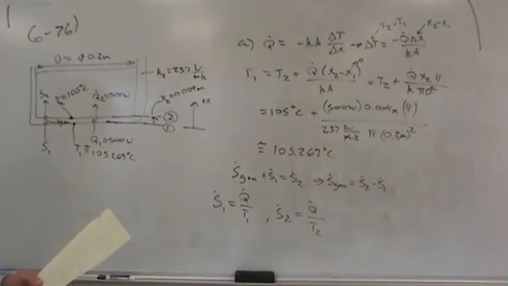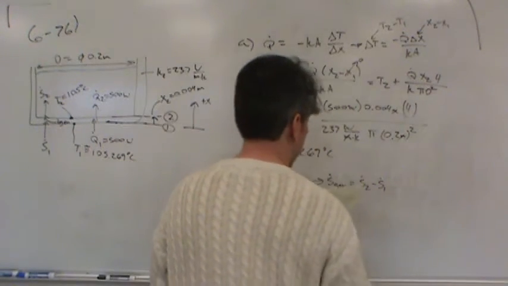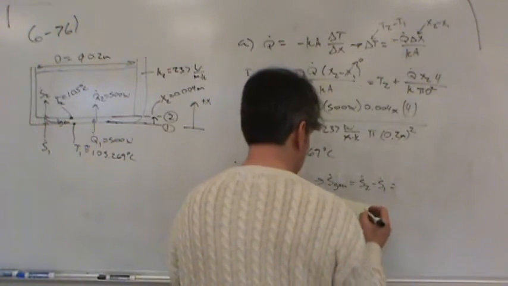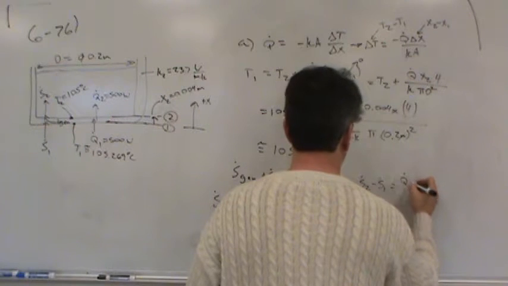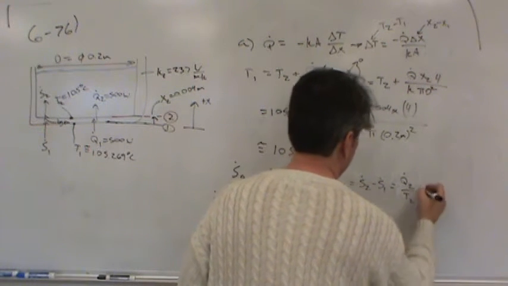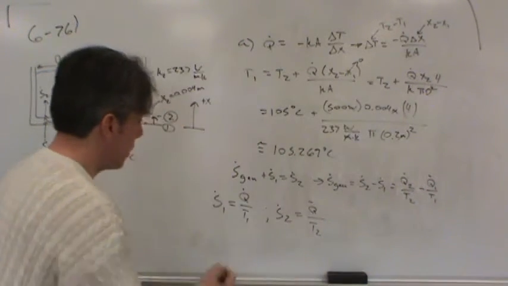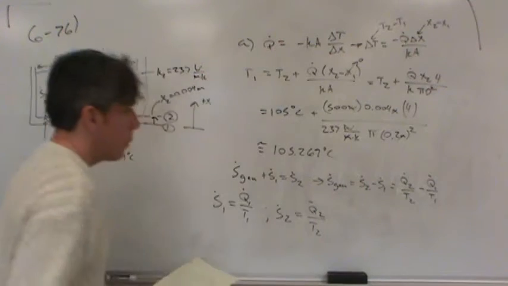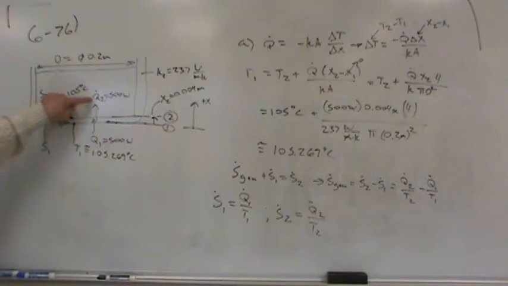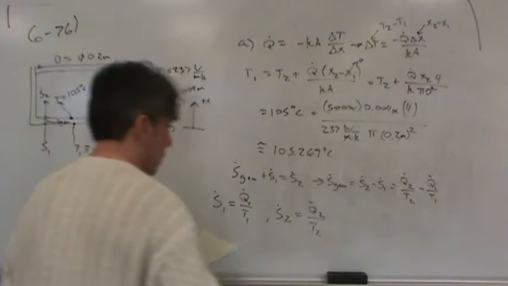And so this entropy generation rate would simply be Q dot 2 over T2 less Q dot 1 over T1. But I forgot my 1 and my 2 here. The heat flow rate across section 1 equals the heat flow rate across section 2.